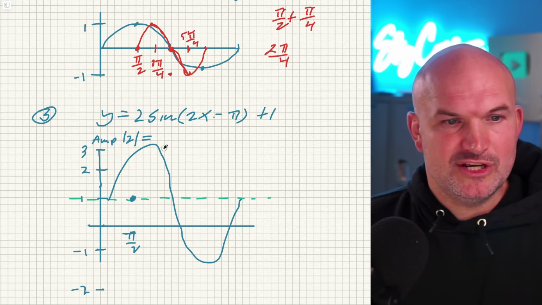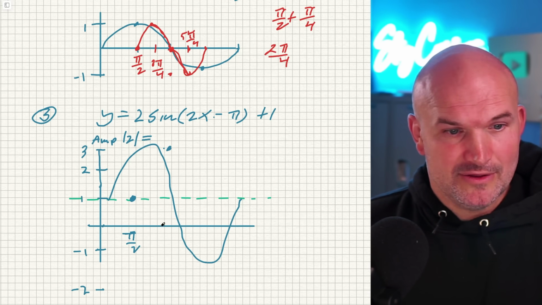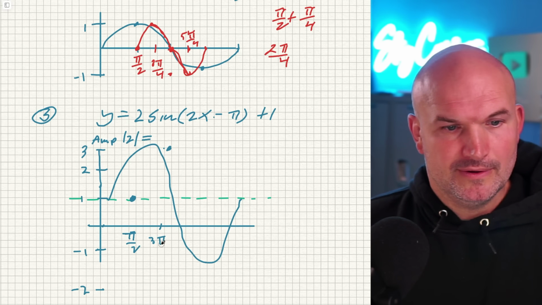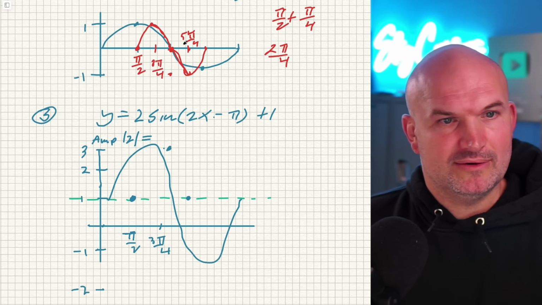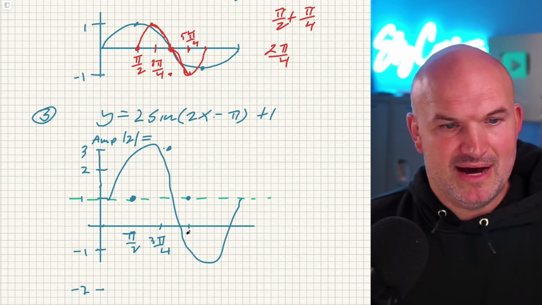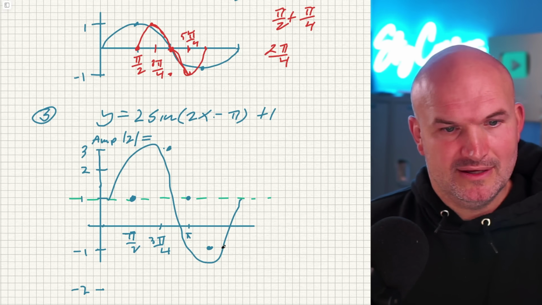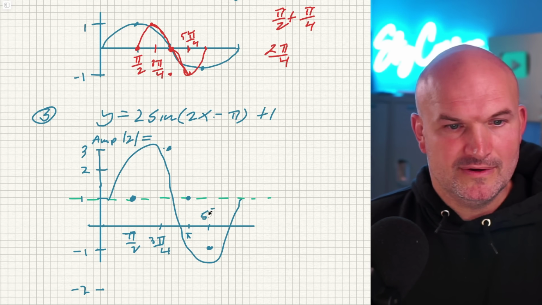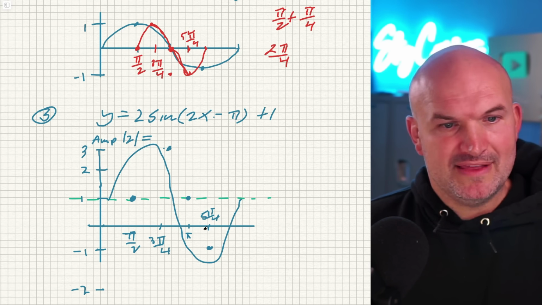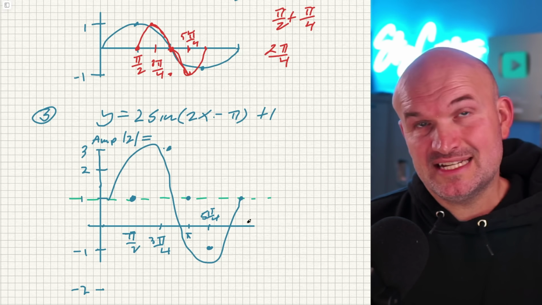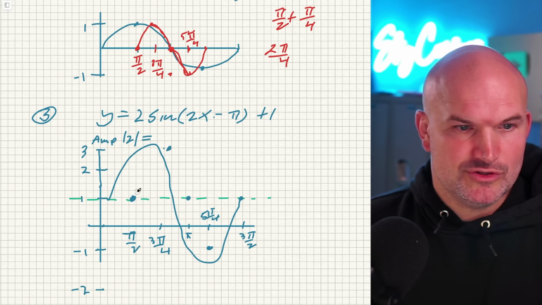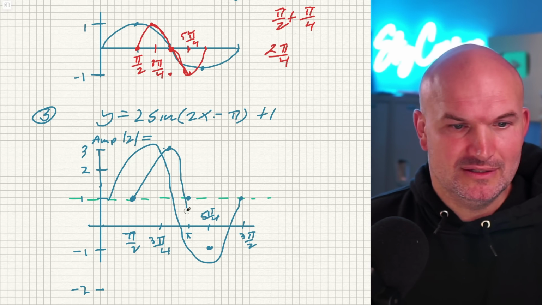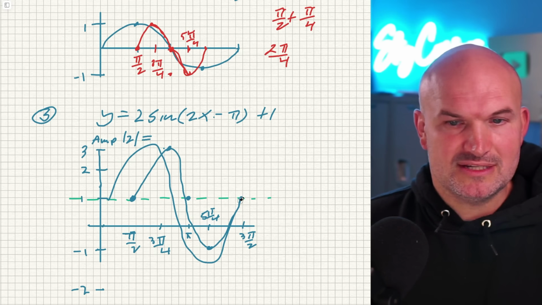And then it's going to go up to 2 at 3 pi over 4. And it's going to come down, meeting this point at, what was that, 4 pi over 4, or at pi. And then it's going to have a minimum point down here at 5 pi over 4. And then it's going to come back over to this point at 6 pi over 4, which is also 3 pi halves. So if I graph this on this new scale, this graph would look something like that.